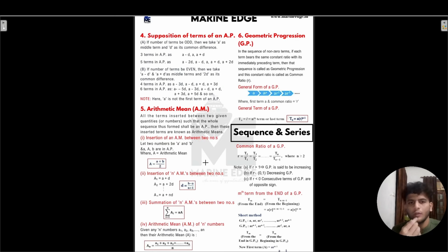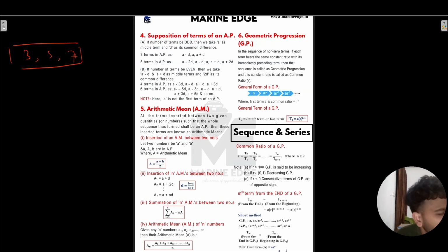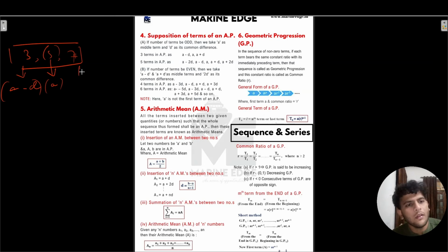Now we will see the supposition of the terms of an AP. Suppose I am talking about three terms in an AP, say 3, 5, and 7. If I want to take the terms in a supposition, the middle term can be written as a, and then the others will be a minus d and a plus d.